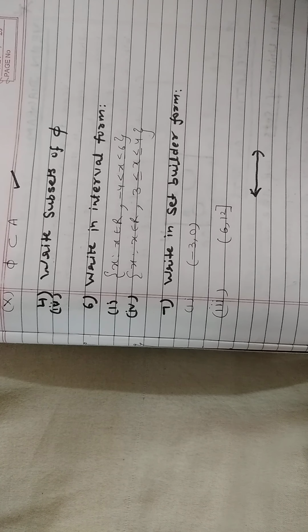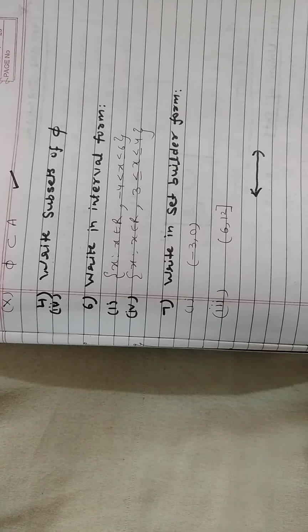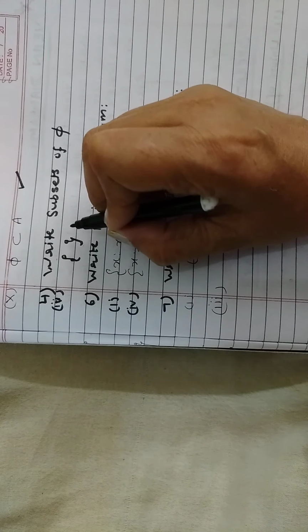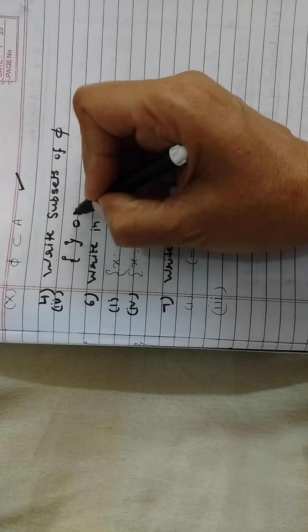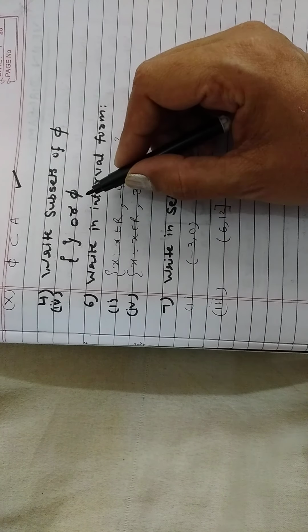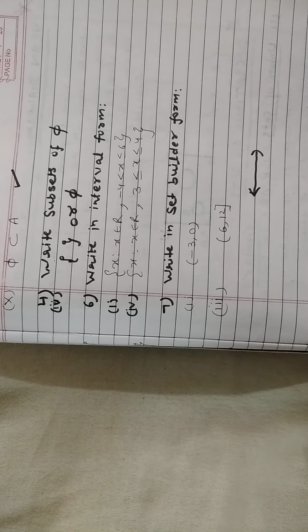Fourth part I have taken. It is written: write the subsets of the empty set. So you have to write the subsets of the empty set. How will you write? See, phi is a subset of every set. Clear? So its first subset will be phi, and next is itself, which is again phi, so there will be only one subset, that is phi. So you have to remember that phi has only one subset, that is phi itself. This is very important.